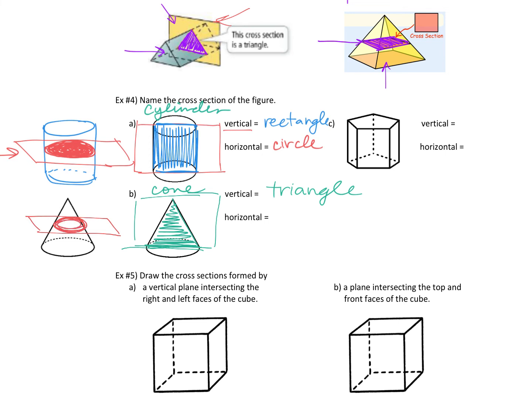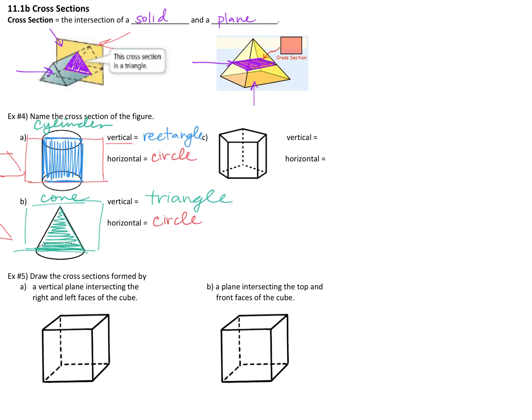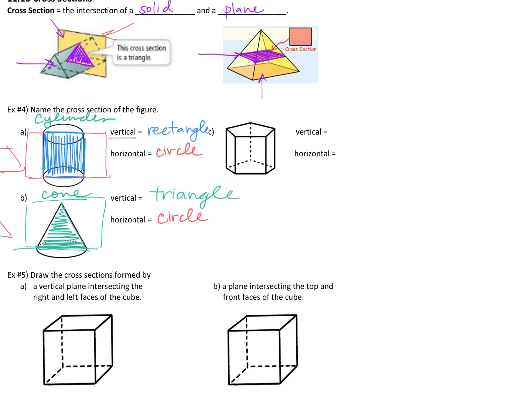Yes, it's a circle. Notice it's a smaller circle than the circle that's there, but it's a circle. I could go up here and it would be an even smaller circle because it's getting further up toward the point, but it's always going to be a circle horizontally through that figure. All right, this one, go ahead and make another copy if you want.